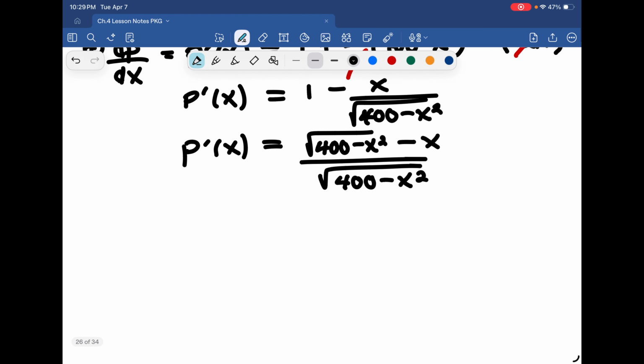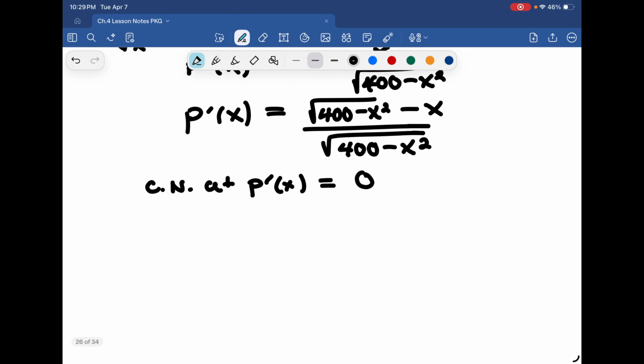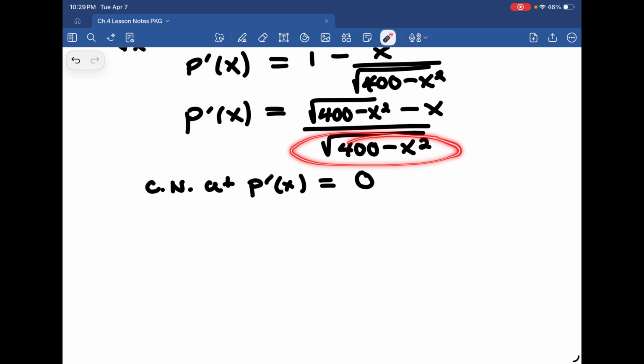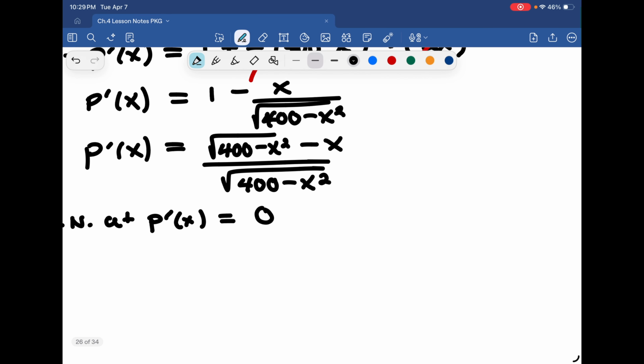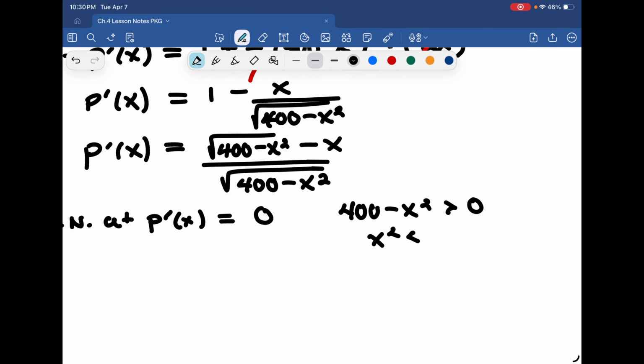Now, to get the critical numbers, remember, critical numbers are when the p prime of x is either undefined or equal to 0. So I'm going to set the overall function to 0. We see that in the denominator here, as long as the x is not 20, then we're good. So we're going to see this as a significant number at that point, which I'm actually going to write just kind of off to the right. If I take 400 minus x squared, and it must be greater than 0, then x squared is less than 400, then it must be that it is between 20 and negative 20.